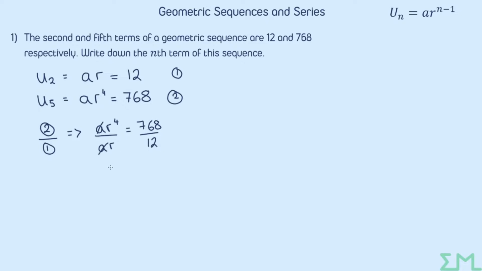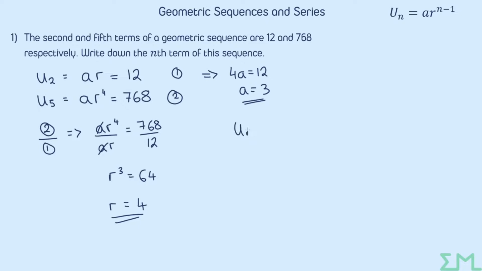As planned, the A's cancel, and here we get R to the 4 over R, which is R cubed. 768 divided by 12 is 64, and then to finish off to find R, we just need to cube root both sides, and we get R is 4. Now we can go back and work out A using equation 1, as it is simpler. So 4A equals 12, A equals 3. So we have the two parameters of our geometric sequence. These two numbers define our geometric sequence.